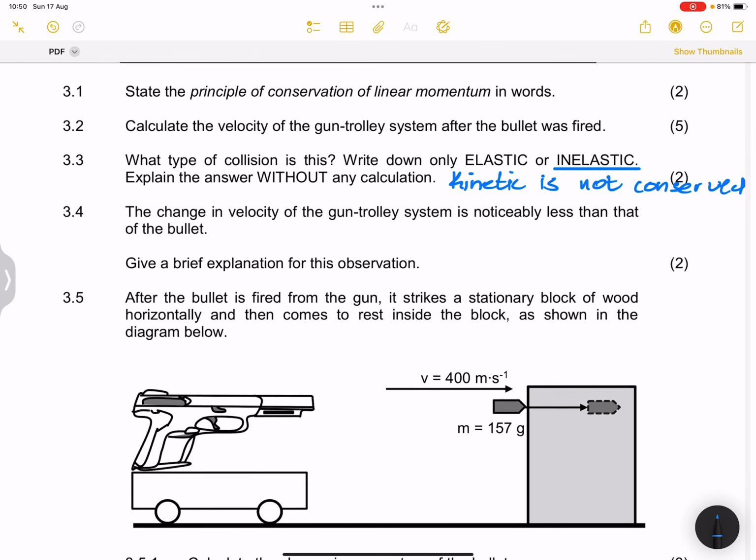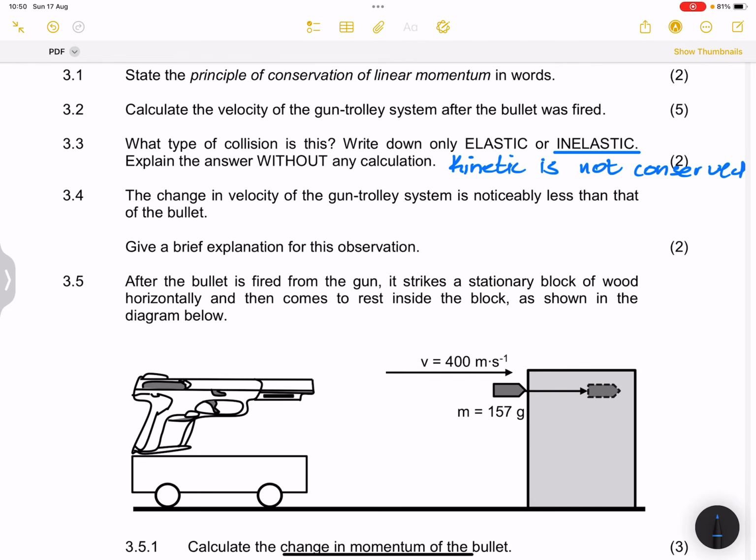So let's go to the next question. They say the change in velocity of the gun trolley system is noticeably less than that of the bullet. Give a brief explanation for this observation. Now please remember, guys, that the change in momentum both for the gun as well as the bullet are exactly the same, right? What is different, however, is going to be the mass of the two, right? Now remember Newton's second law.